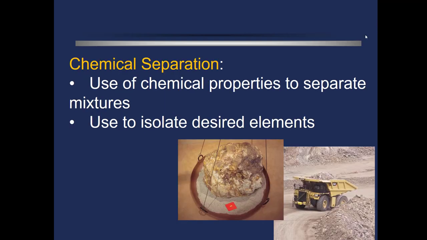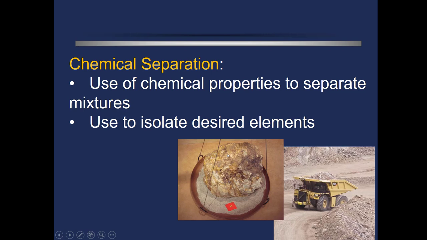Chemical separation. So this is using chemical properties to separate out mixtures. And a good example of this occurs in Rio Tinto mine that's just west of Riverton High School. Rio Tinto is a copper mine, but it also pumps out a lot of gold too. And so what they do is they gather this ore. So you have these chunks of rock here, and they need to somehow get the gold out of the rock.